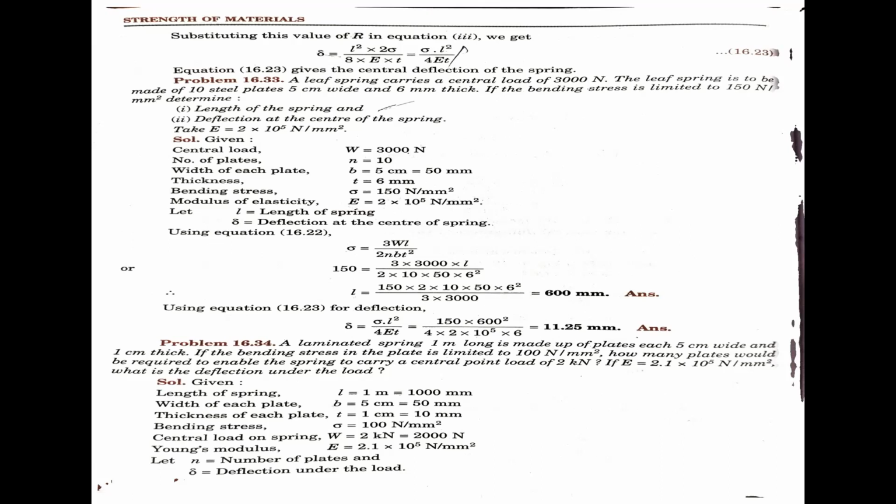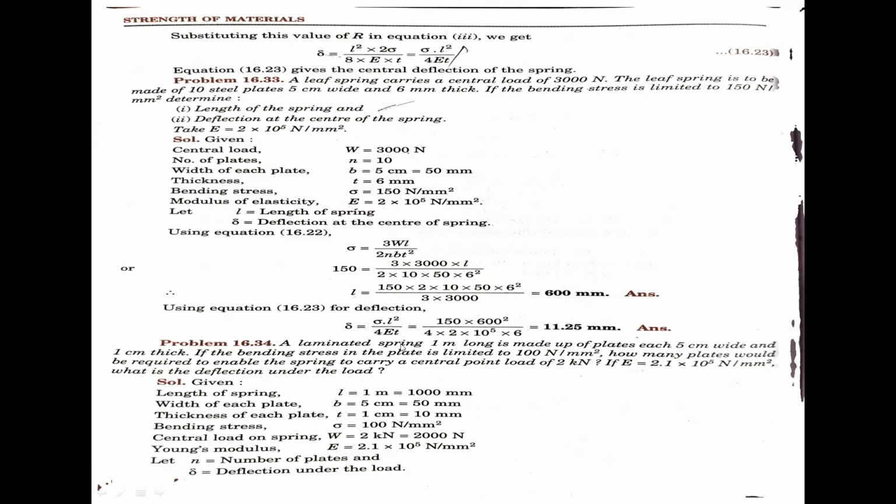These two parameters have to be calculated. Okay, this is an example problem. So I have to calculate the length of the spring and the deflection of the spring for a laminated spring or leaf spring. Okay, another example problem, 16.34. Now read the problem. I will explain.